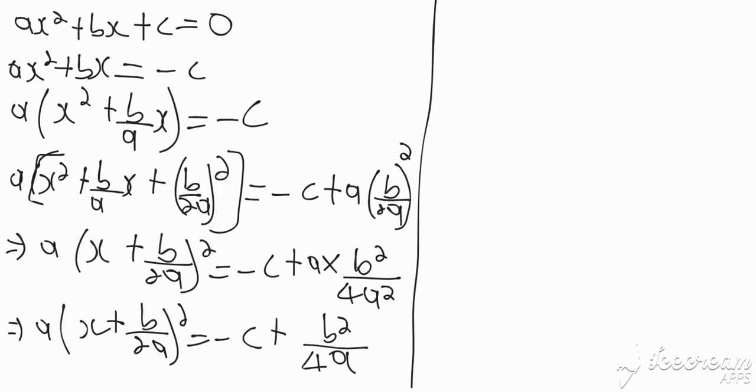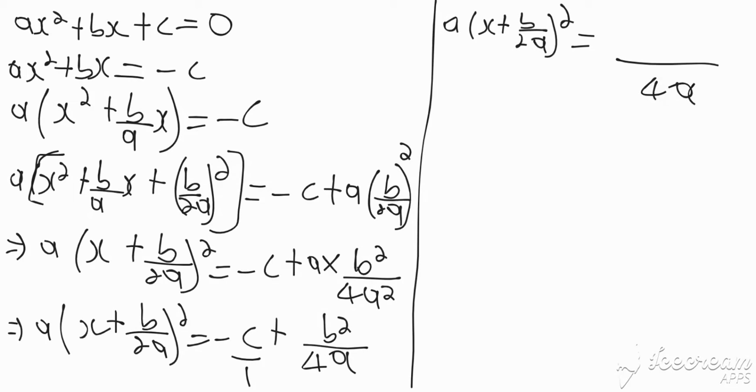So the minus c, I can put that over 1. So I'm going to have a into x plus b over 2a all squared equal, my LCM there would be 4a. And of course, 1 into 4a is 4a. And we multiply that by c, negative c. So I'm going to have minus 4ac plus b squared. All right, let's continue. We need to get the x value.